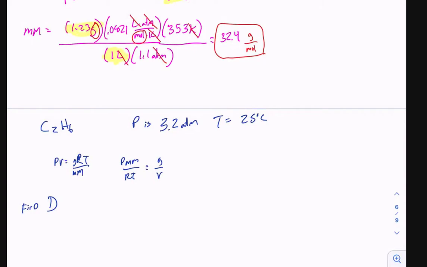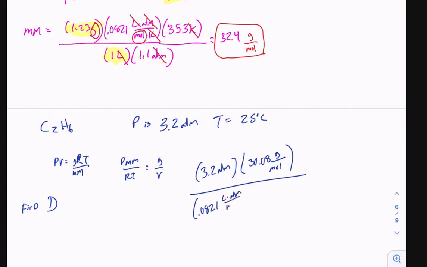All right. What do you guys have? Okay, Holden, that is correct. So pressure was given 3.2 atmospheres. The molar mass you had to figure out was 30.08 grams per mole. All right, so gas constant 0.0821 liters atmospheres over moles Kelvin. And our temperature was 298 K.